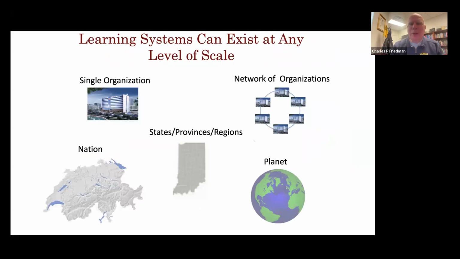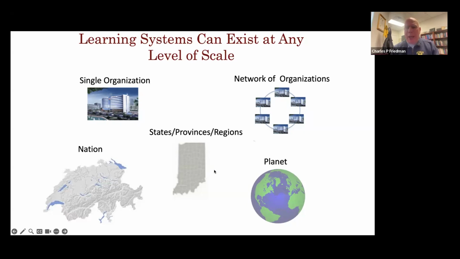A system property that learning health systems have is that they can exist at any level of scale, and they almost have a fractal property because they pretty much do the same thing at any of these levels of scale, from single organizations, large and small, from networks of organizations that come together to solve problems. Usually a set of focused problems will drive the agenda of a network. States, provinces, and regions can define jurisdictional learning systems.